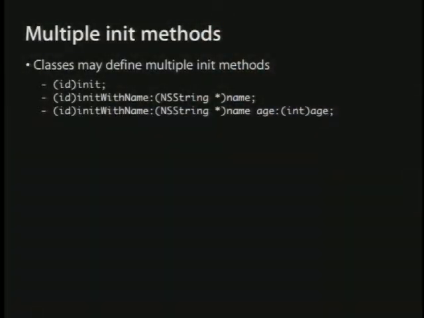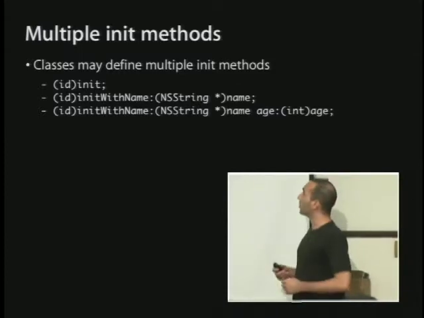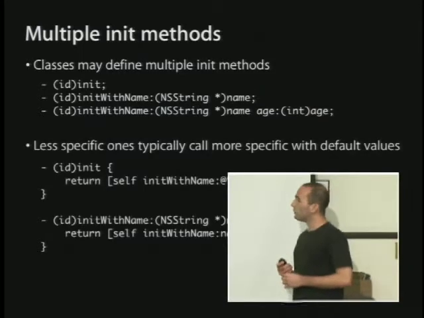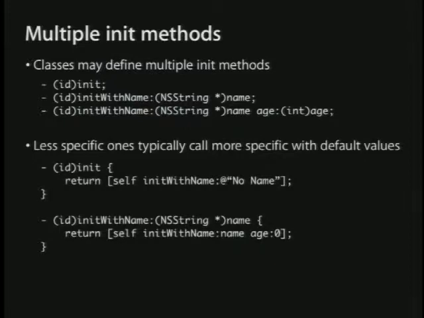So another convention in Objective-C and Cocoa is that you may have multiple init methods on an object. Init is always the basic one, but they may get more complex. You may want to initialize with a string and initialize with an age. And in this case, we're going to have both. The simple ones always call into the more complex ones. So our base init will call into init with name with a default value, which is no name. And our init with name would call into init with name age with the default values.